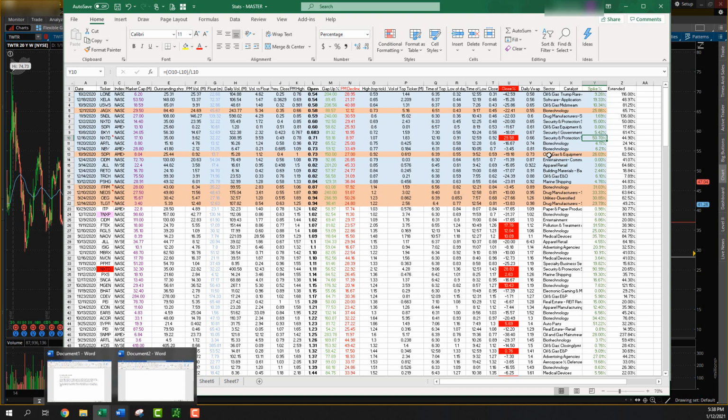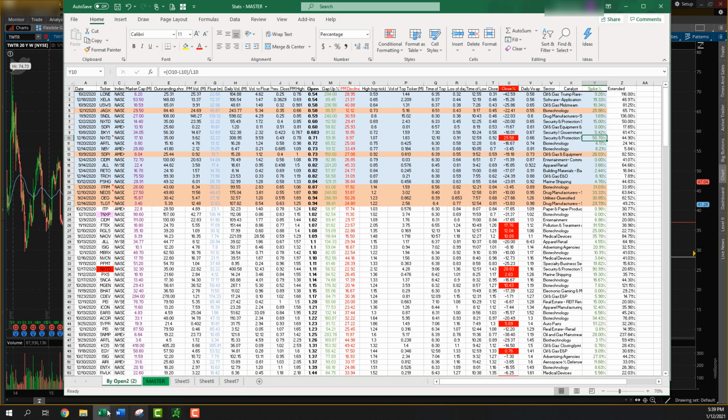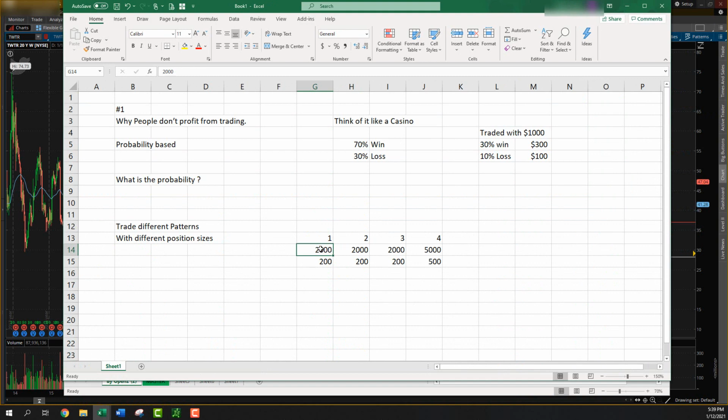But if one day you're trading with $1,000 and the next day you're trading with 1,000, then the third day for some reason you go to 5,000, and then you bring it down to 2,000, you're going to be all over the place. So when you're trading one particular pattern, you got to stay to the same amount. In this case, if you're just trading with 1,000 and you repeat that amount over and over, you will be profitable. You have to think of it as a casino. 70% of the time you win, 30% of the time you lose.